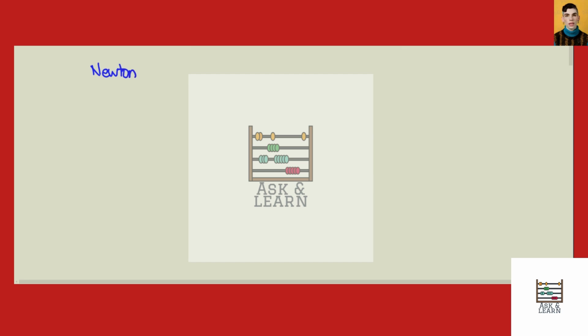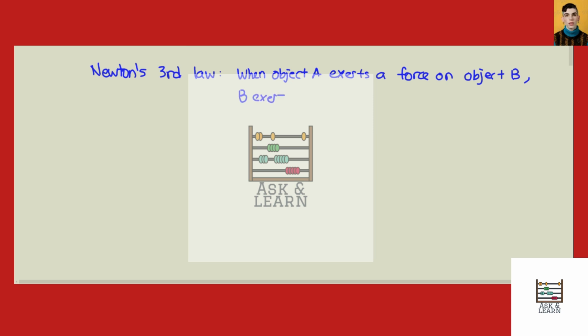Let's write down what Newton's third law is about. When object A exerts a force on object B, B exerts an equal and opposite force on A.